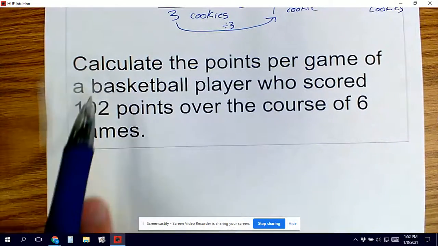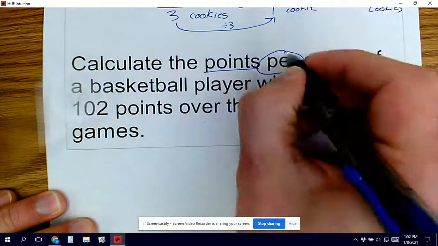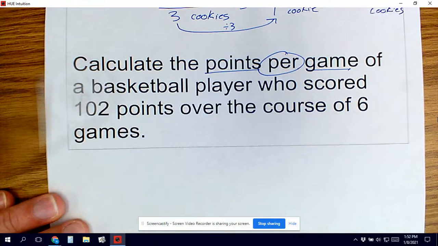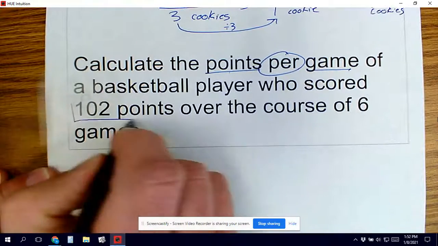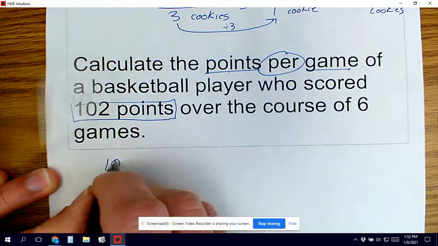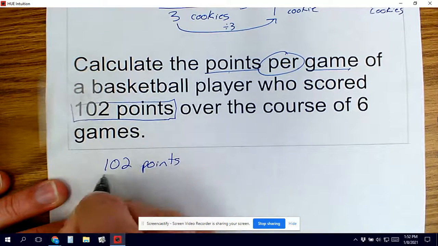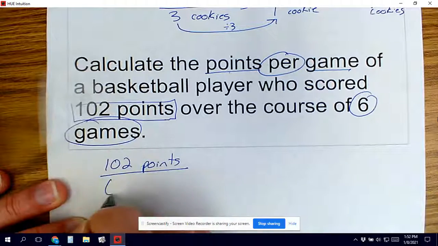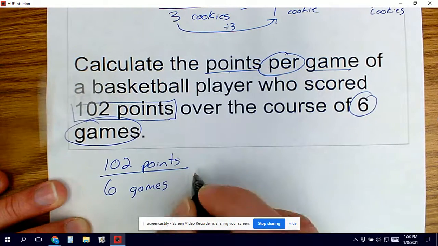All right, last one. Calculate the points per game, and there is your rate, points per game, of a basketball player who scored 102 points over the course of 6 games. The rate wants points first. I can see here he scored 102 points. So on top of our ratio, 102 points. Comparing that to number of games he's played, that was over the course of 6 games. So 6 games would be the second value or the bottom of our ratio.